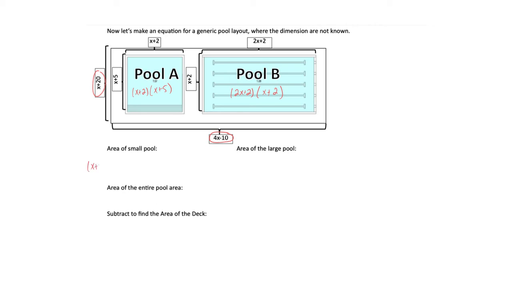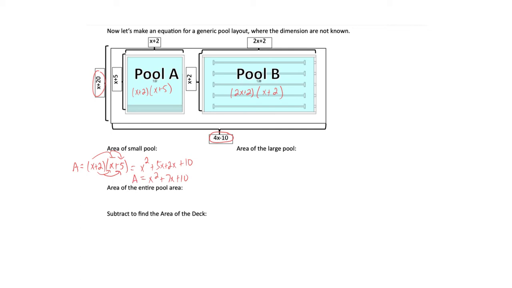So x plus 2 times x plus 5. We use the FOIL method, and we get x squared, plus 5x, plus 2x, plus 10, which equals x squared plus 7x plus 10. So that's the area of your small pool.